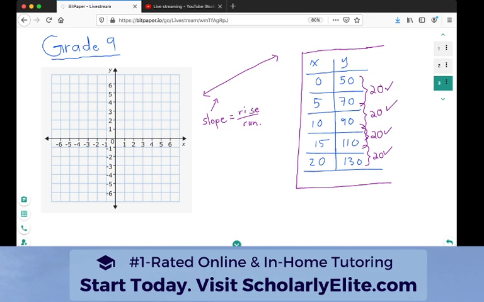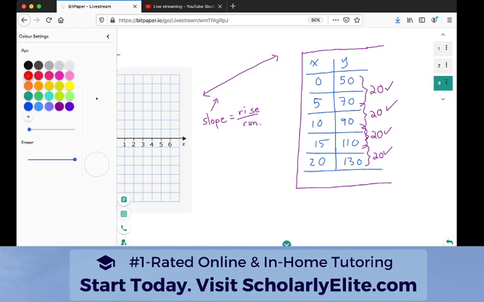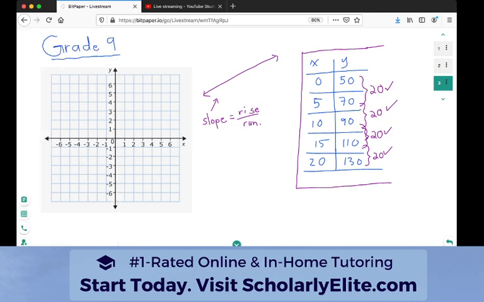So when we're talking about the rise over the run, what we're really asking ourselves is, how much is this particular line going up? How many units is it going up? So this is its rise. And how many units is it moving over? And this is its run.